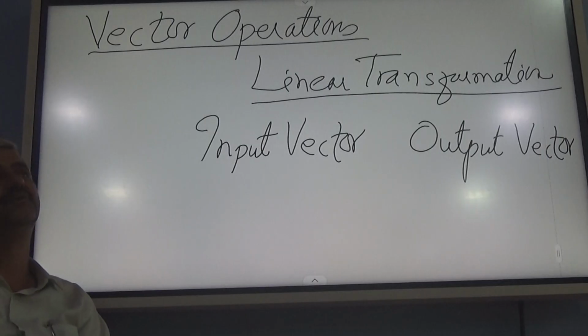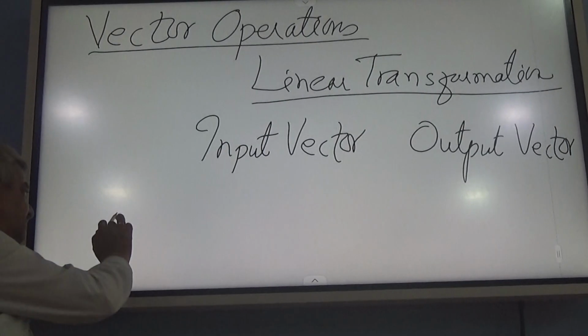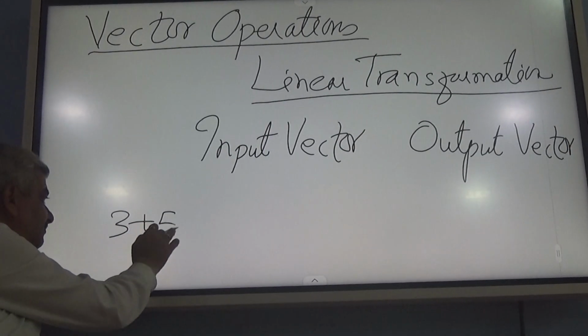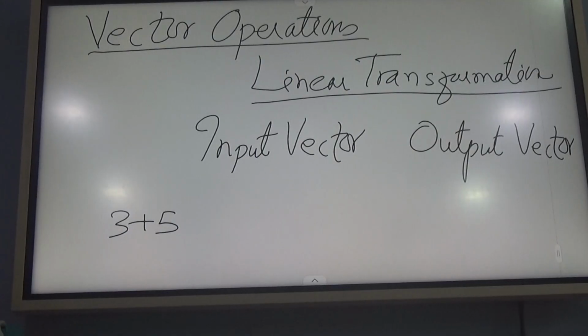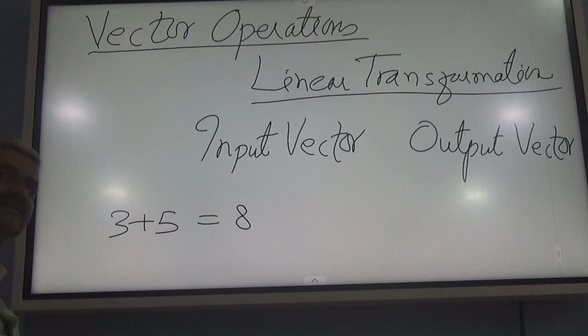Okay, now addition, not vector in general. 3 plus 5. What do you get? 8. It is a definite transformation. Means that if the numbers are 3 and 5, you will get the answer 8. It's a well-defined transformation, but it is not a one-to-one transformation.